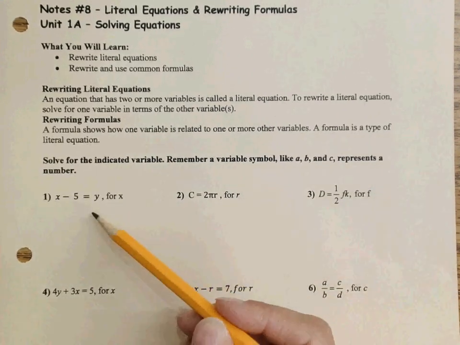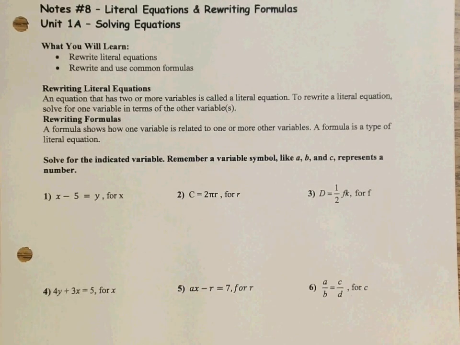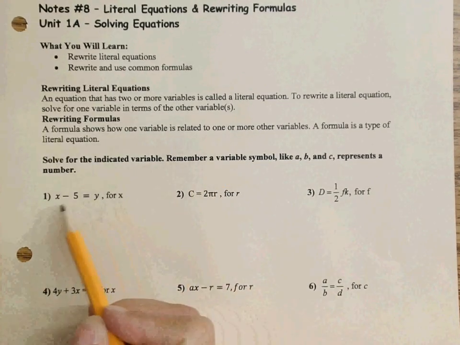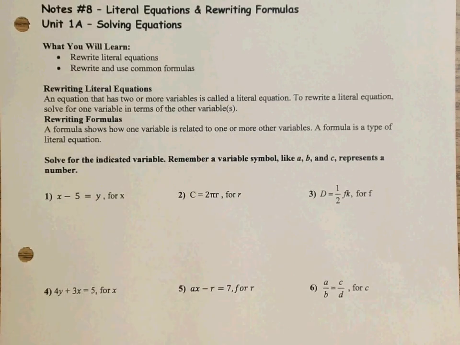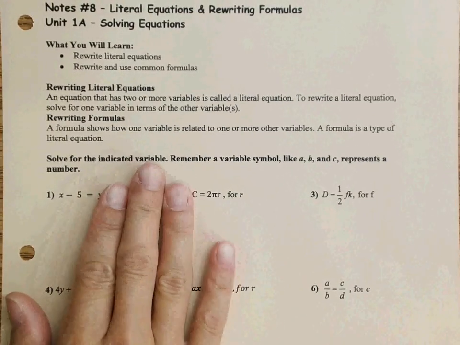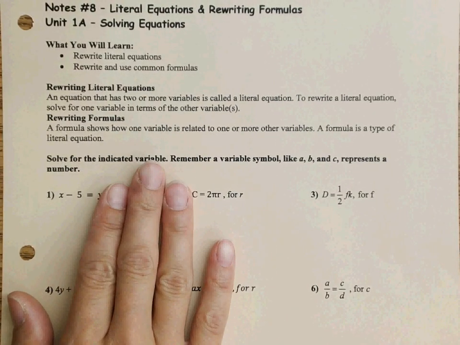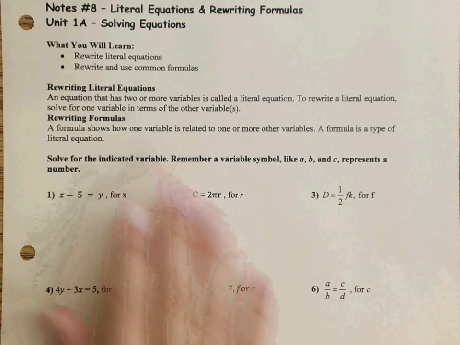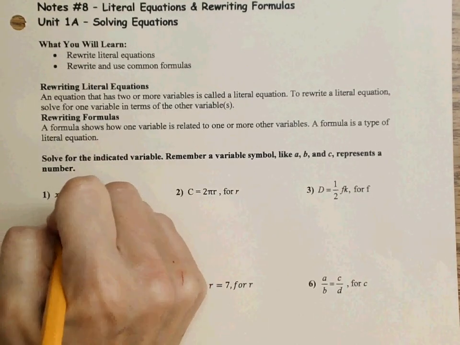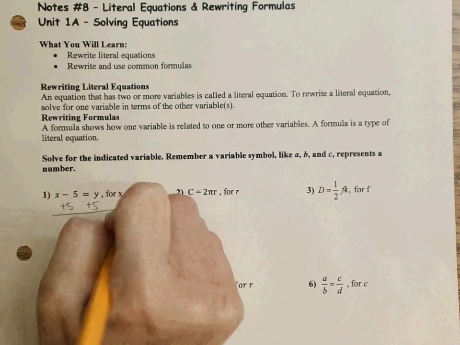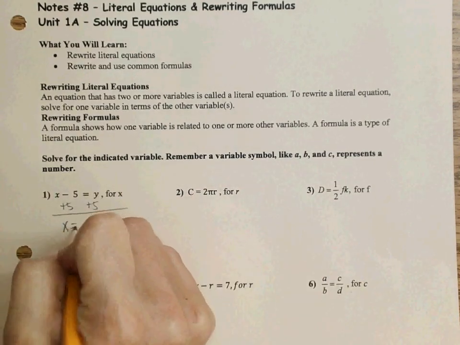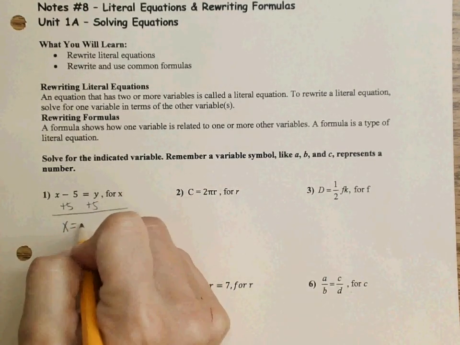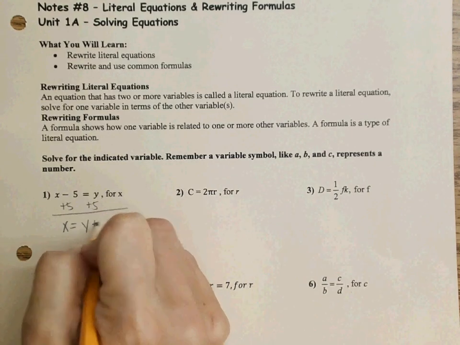Okay? So let's go ahead and start with number one. For number one, we're solving for x. We have x, so we're just focusing on what's on that side of the equal sign. We see that we have a minus 5. So we're going to do the inverse, which is to add 5 to both sides. When I do that, I have x is equal to, and then I just write down what I have all in the same line. So y plus 5.